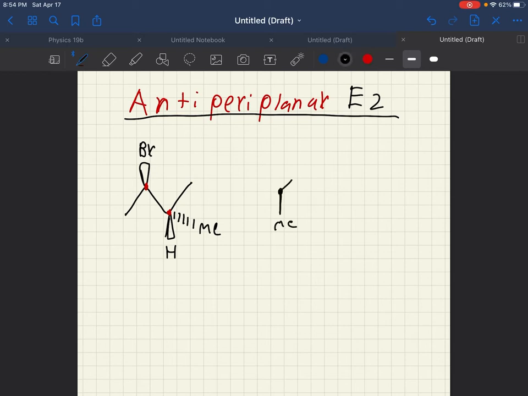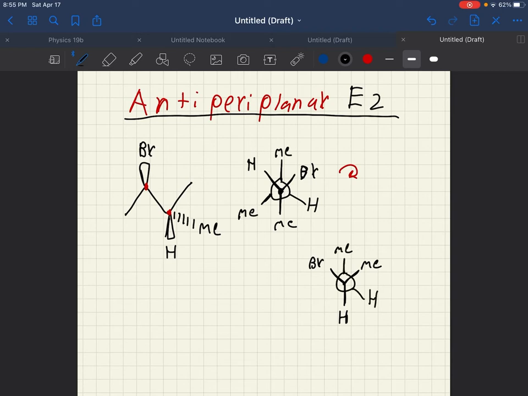So I got methyl down, I got bromine up, I have hydrogen to the left, and I have methyl up, hydrogen to the right, I have methyl to the left. Okay, now if I rotate this, I'm going to get something that looks like this, because I have to have the anti-periplanar geometry. So if I rotate this way, bromine goes there, hydrogen goes down, methyl goes up, methyl, hydrogen, methyl. And if we translate this, so now let me translate this for you guys.